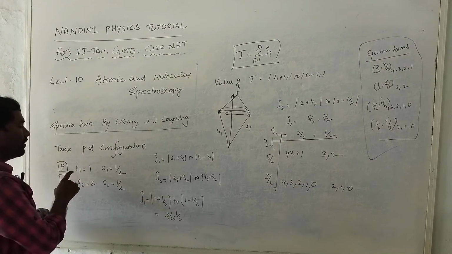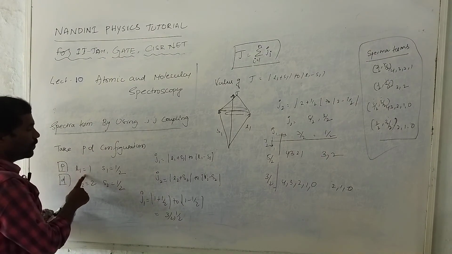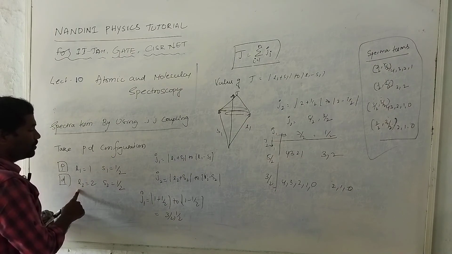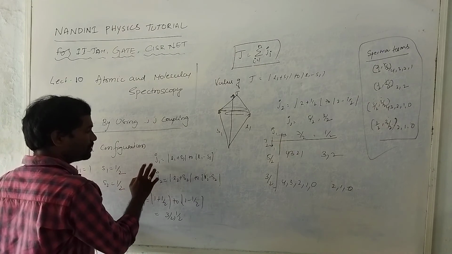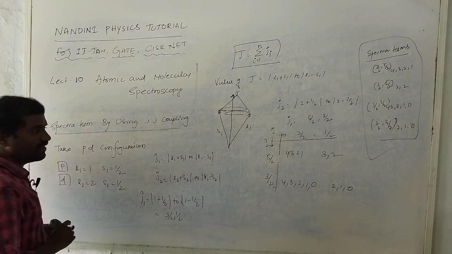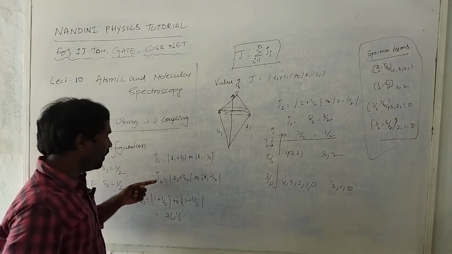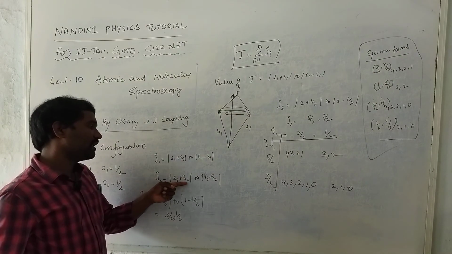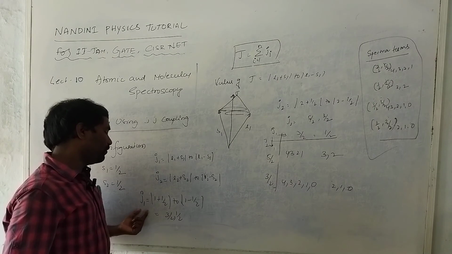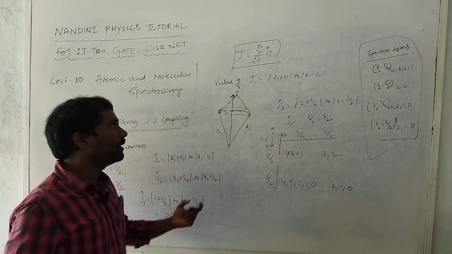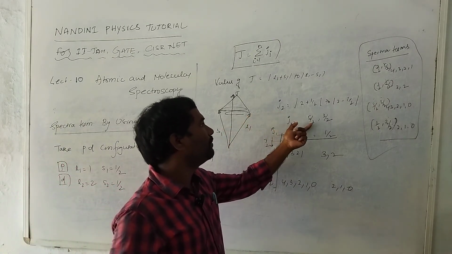For the p state, L1 is equal to 1, S1 is equal to half, and for the d state, L2 is equal to 2, S2 is equal to half. Using the technique of J1 and J2, the possible J1 values are L1 plus S1 to L1 minus S1, and J2 values are L2 plus S2 to L2 minus S2. So the J1 values are 3 by 2, 1 by 2, and the J2 values are 5 by 2, 3 by 2.